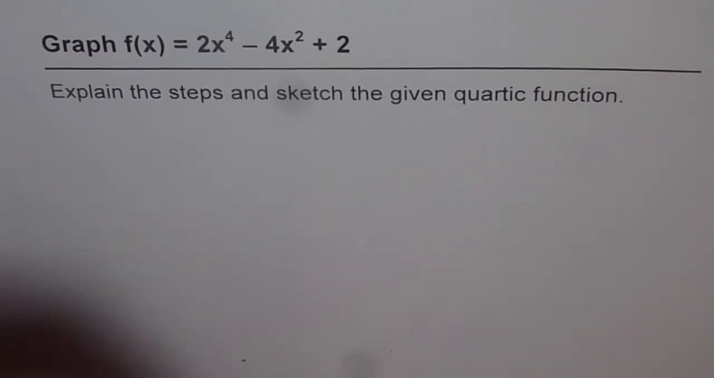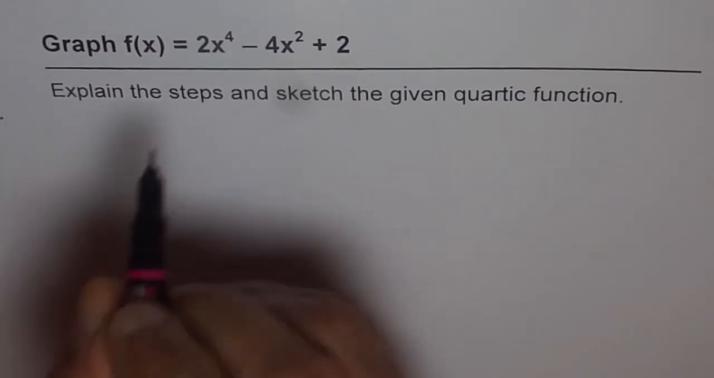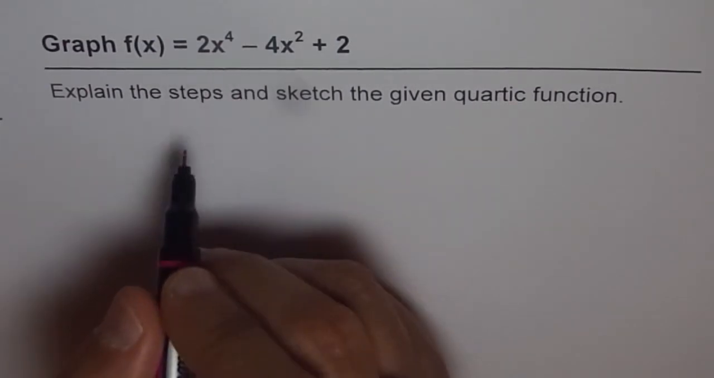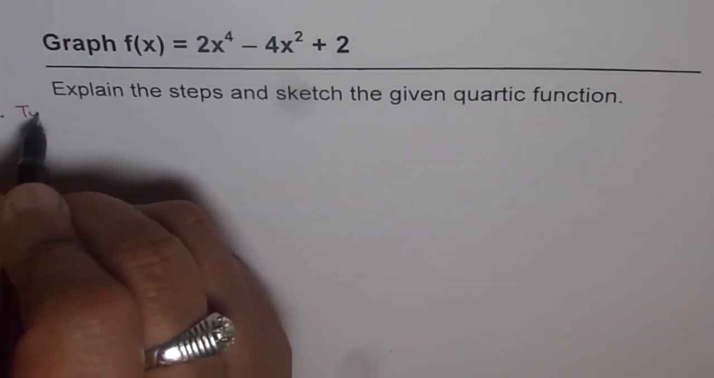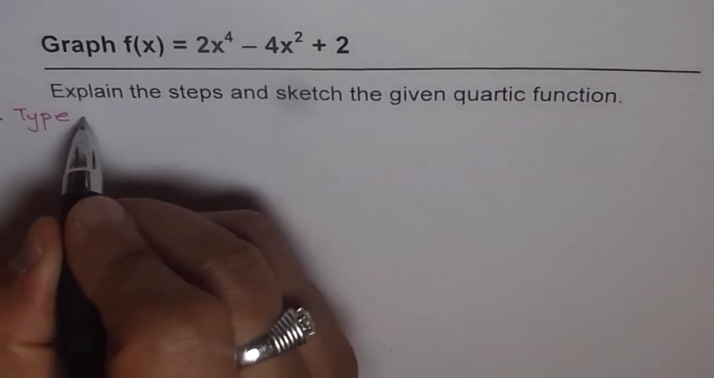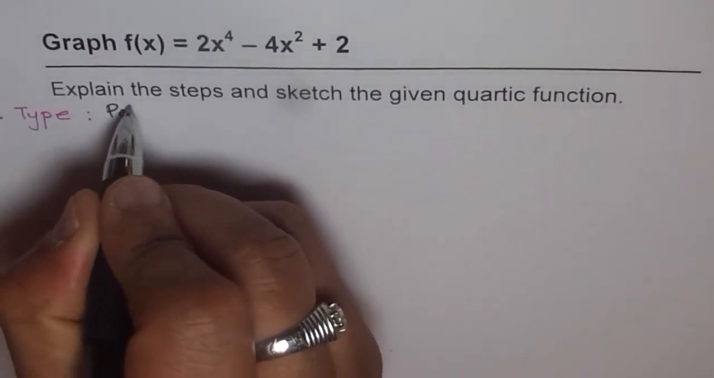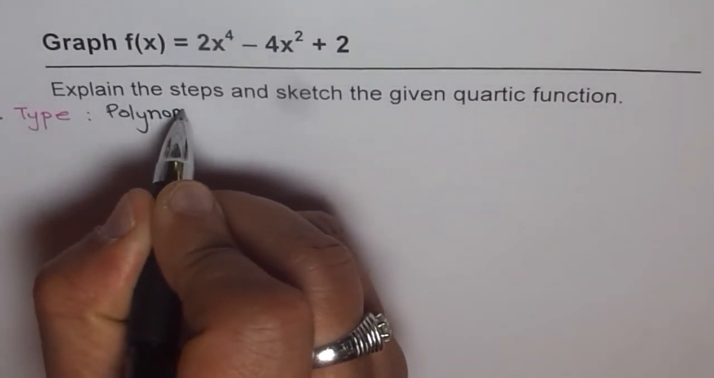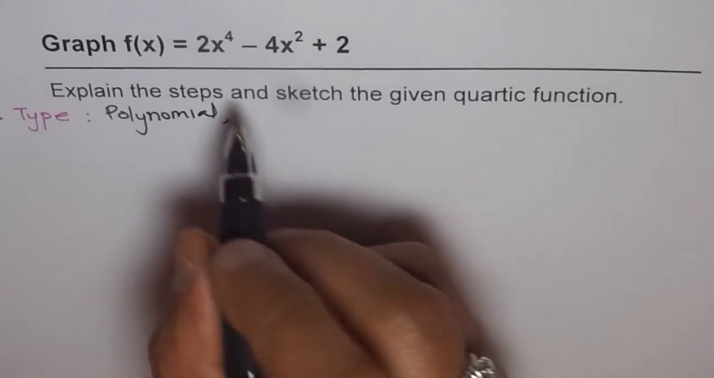Now the aspects are, first and foremost, the type of function. What type of function do we have? That is the first and foremost thing which we should know. So we know it's a polynomial, right? So we'll write down it is a polynomial.